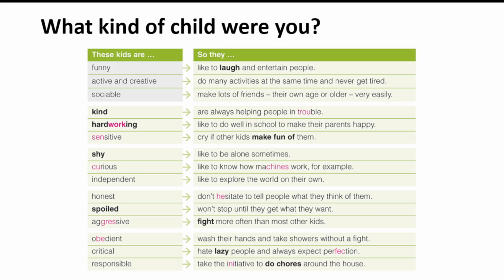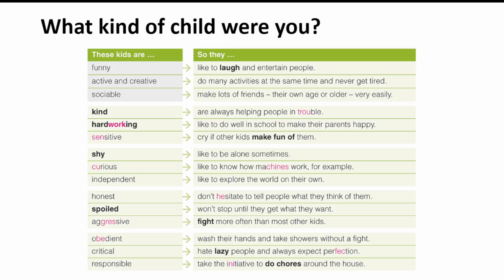Sometimes in the past, we were active and creative. So what's the meaning of this? Do many activities at the same time and never get tired. Sometimes we were sociable when we were children. What's the definition of sociable? Sociable is make a lot of friends, for example, at their own age or older, very easily. The adjective kind means are always helping people in trouble. And some kids were hardworking, for example. What's the meaning? Like to do well in school, to make their parents happy. Maybe they were sensitive. They cry if other kids make fun of them.